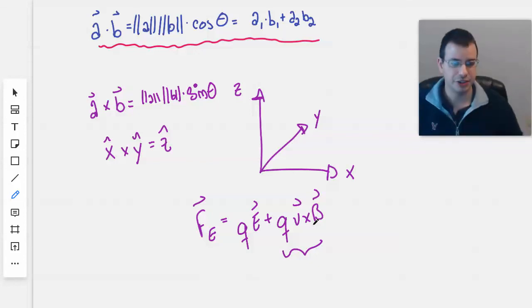This is why in physics you'll see a lot of questions where a particle enters a uniform magnetic field and then the particle basically starts moving in a circle.